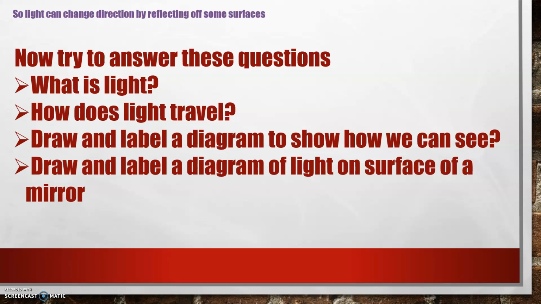This is our lesson for today. Hope you understand the lesson and hope you study well. Now try answering these questions. Okay, what is light? How does light travel? Draw and label a diagram to show how we can see. Draw and label a diagram of light on a surface of mirror. This one we have studied before.